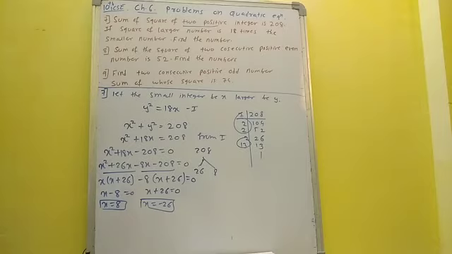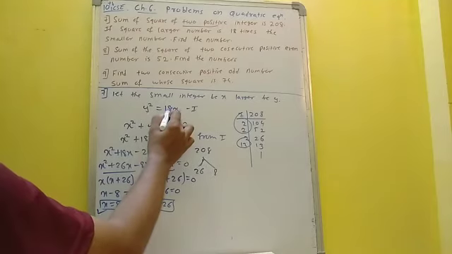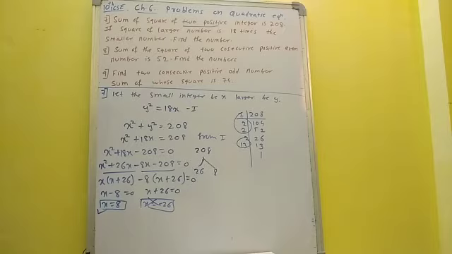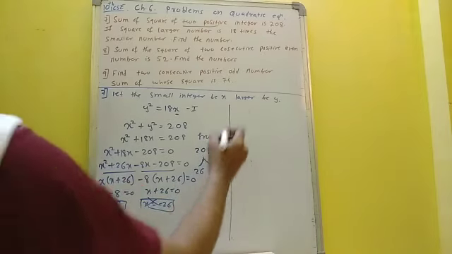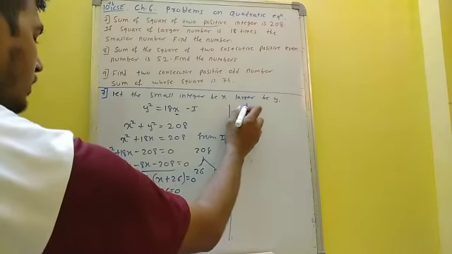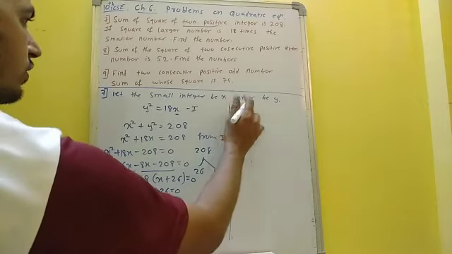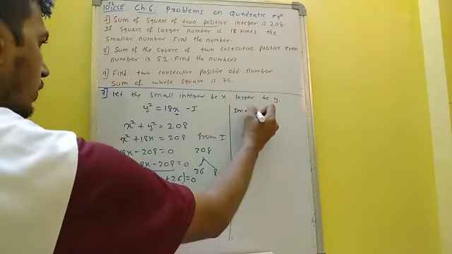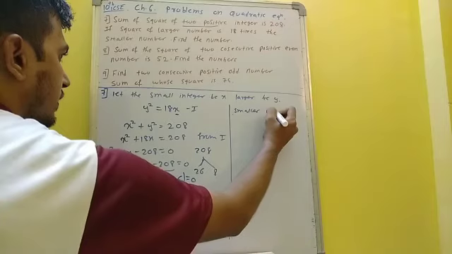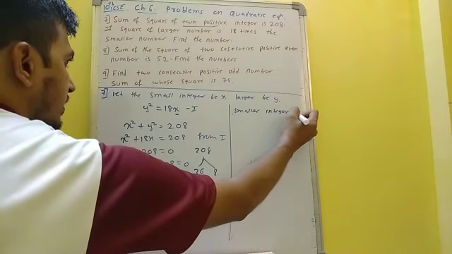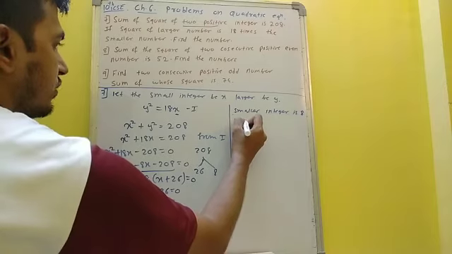Okay, as they are talking about positive integers, therefore our first integer is 8. And the other integer, how can I find out the other integer? I can substitute the value of x over here. Therefore, x is the smaller one. Therefore, the smaller integer is 8 and the larger one is y.